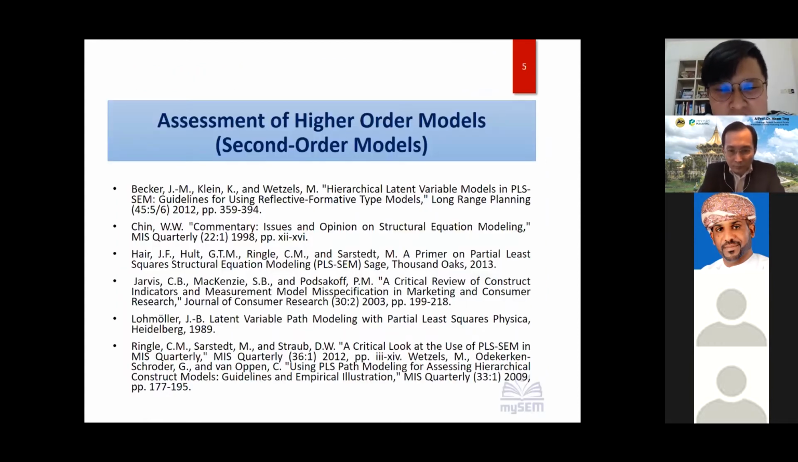So to keep it short and simple, let us start with the assessment of higher order models. Some people will call it second order model, and some will call it hierarchical component models. So there are different terminologies. To keep it simple, we just use either higher order models or second order models so that it could facilitate your understanding in this particular talk.